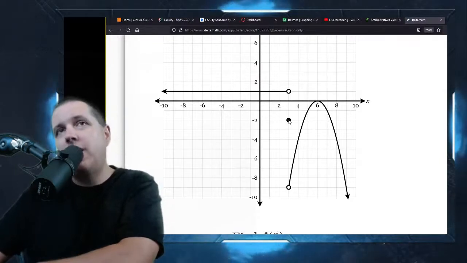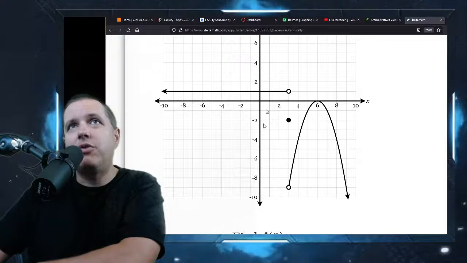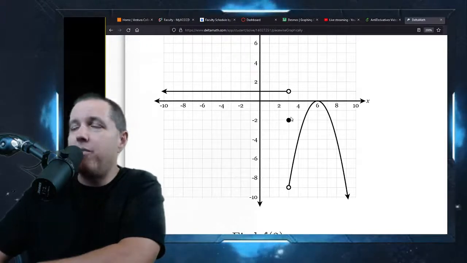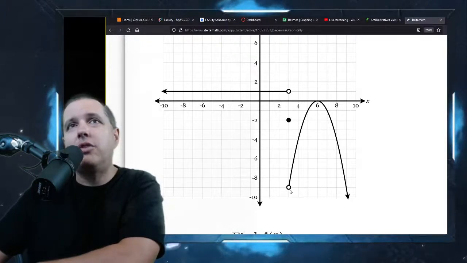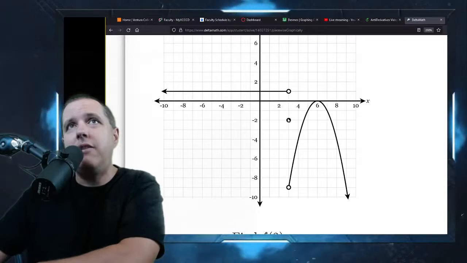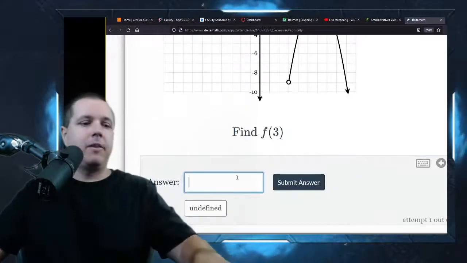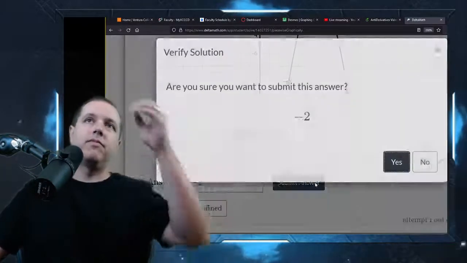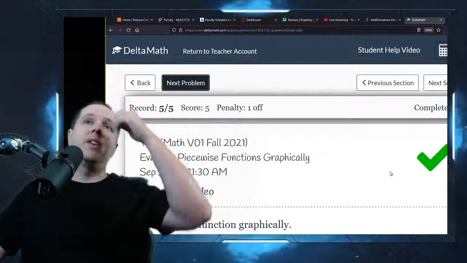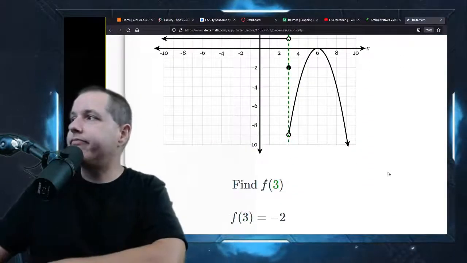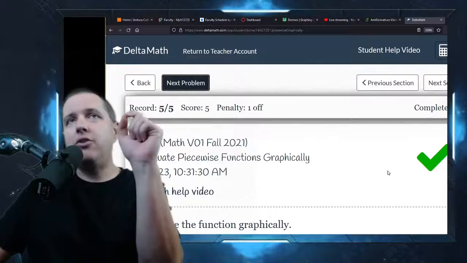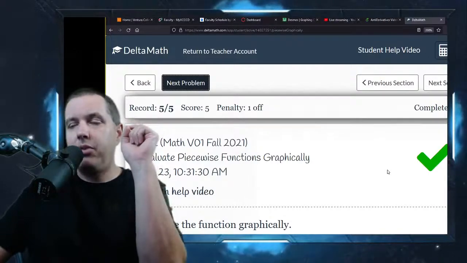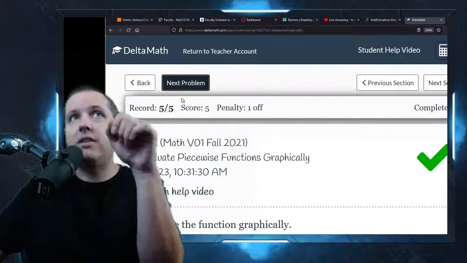Those of you who are going on to calculus, you'll do fancier stuff with graphs like this, but you don't have to worry about that till then. For now, all you have to be able to do is take the x input of 3, say, oh, well, here's my point, so my y output must be -2. And there you go. We got it. Okay? That's how you deal with piecewise functions graphically.